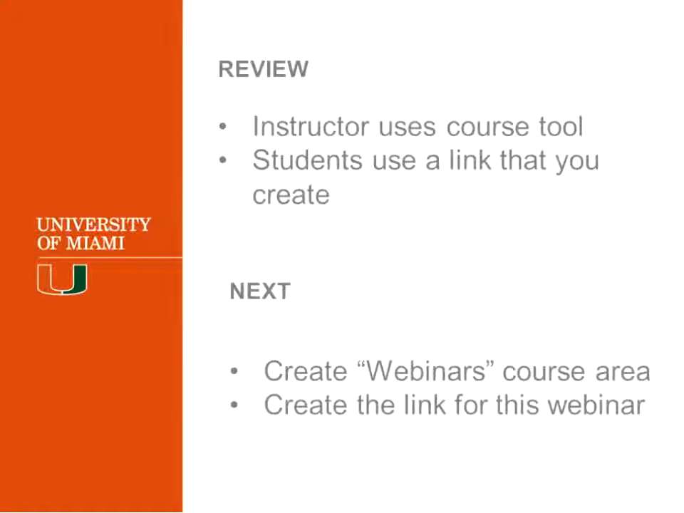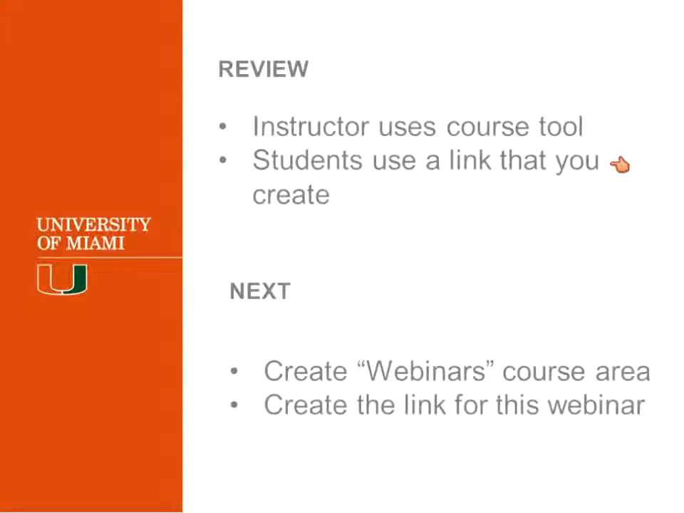Part 2 is to talk about the links. Now, the instructor uses the course tool that we talked about, the Blackboard Collaborate. Students use a link that you create. So you're going to put a link into the course site that they can use to join this session.